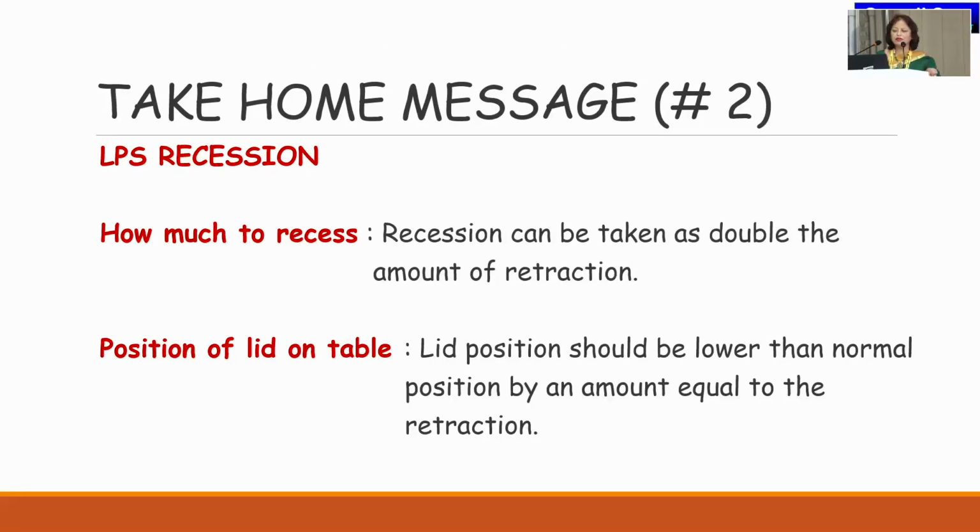And how much to recess? Recession can be taken as double the amount of retraction. If 2 mm retraction is there, you either bring it from the original position to the 4 mm position, or 2 mm below the limbus. And the position of the lid on the table is very important. It should be lower than the normal position by an amount equal to the retraction.